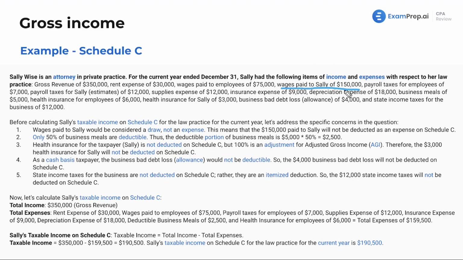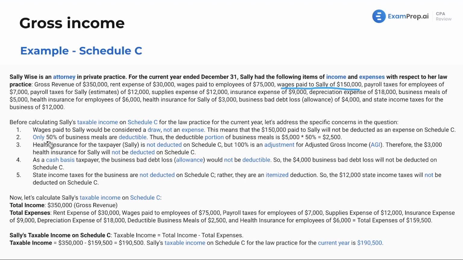So wages paid to Sally, Sally has an initial basis in this entity, and then wages paid to Sally would be a subtraction. That would be a withdrawal, a deduction from basis. So Sally will not be deducting this as an expense on Schedule C. That is something to keep in mind. We'll deal with this, again, a lot more as we deal with the actual legal entity lessons.